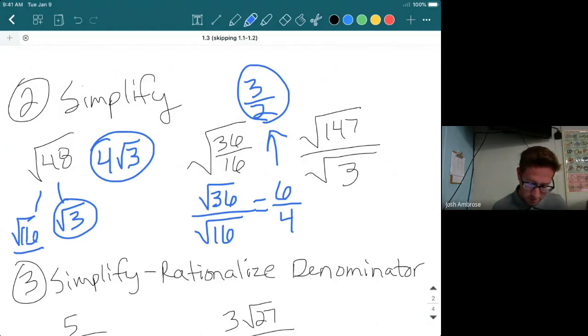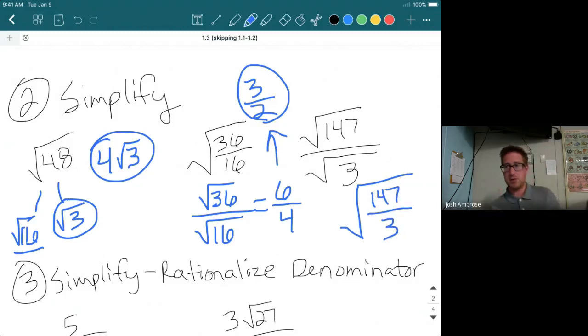Now let's take a look at the square root of 147 divided by the square root of 3. Now, you'll notice in the last one, we took a big radical and broke it down into 2. What if we're given 2 radicals? Could we do the opposite and just put this all under one big radical? Of course, yes, we can. So we're going to take a big radical here and go 147 over 3. Here's why we're doing that.